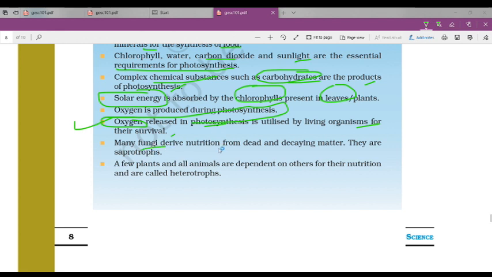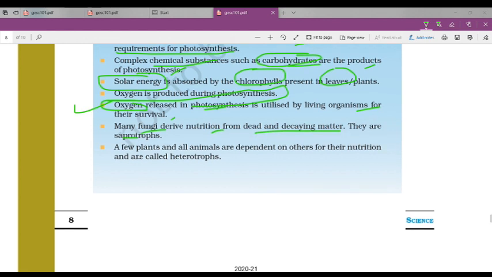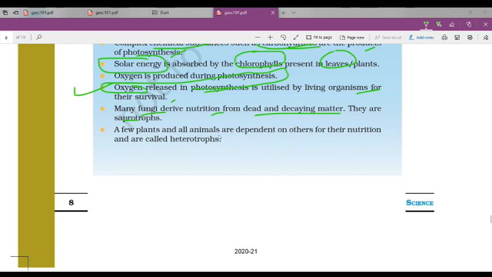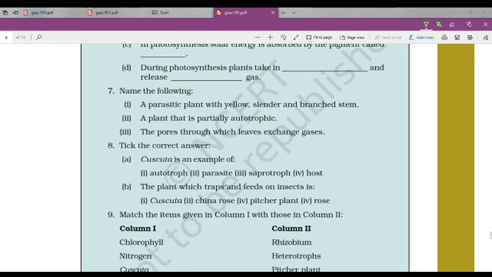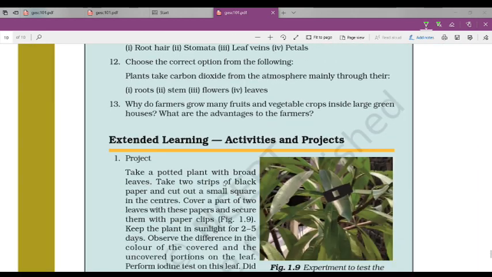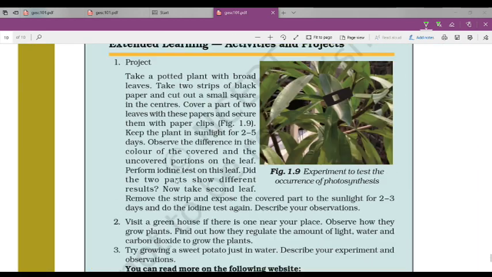Now fungi derive nutrition from dead and decaying matter, so they are called saprotrophs. A few plants and all animals are dependent on others for their nutrition and are called heterotrophs. So all the animals and plants which are dependent on others for their food and nutrition are called heterotrophs. The exercise we will do in the next short video. I'll make a short video for this.